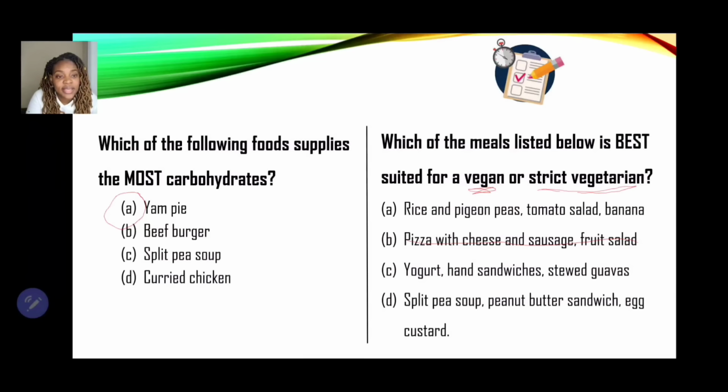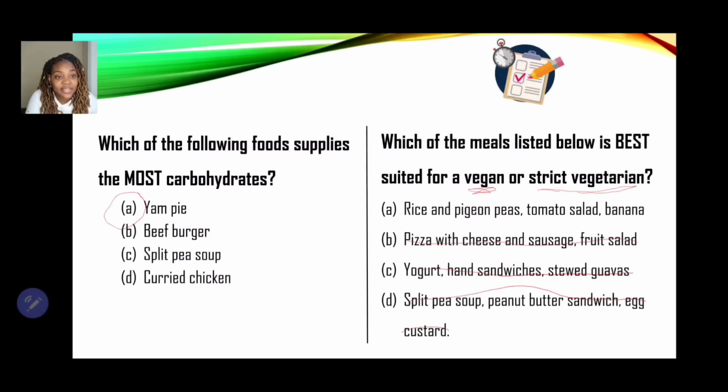Good. C, yogurt, ham sandwiches, stewed guavas. That's a no-no there either, because the yogurt is in there, which is made from dairy, right? D, split pea soup, peanut butter sandwich, and also egg custard. D is also a no-no because we have the egg there, making the egg custard, which is an animal product.